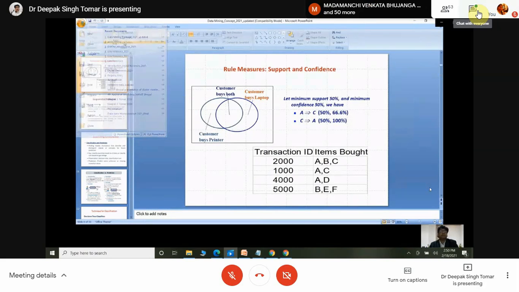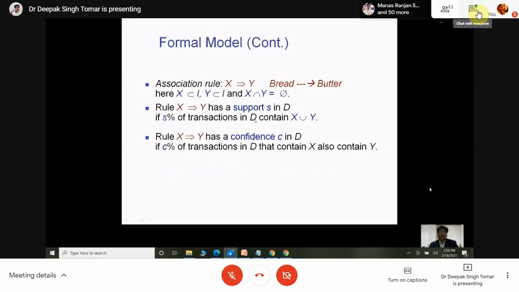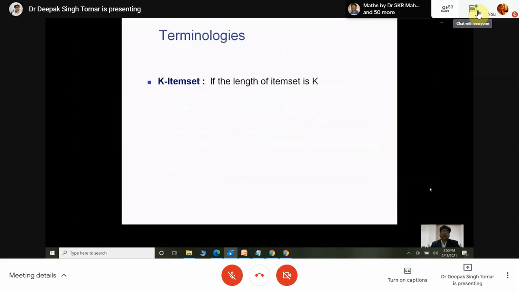So I hope this concept of support and confidence should be clear. Now we discuss the terminologies. K-item set: we have already discussed it. The meaning of a K-item set is a set with K items.